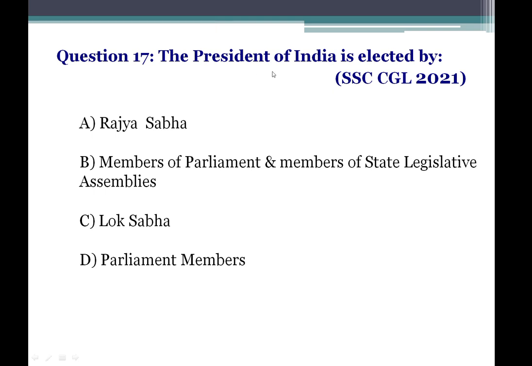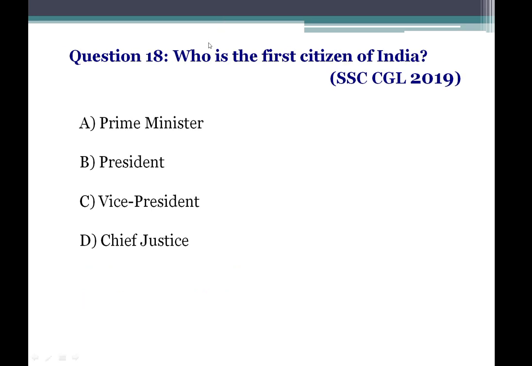The President of India is elected by Rajya Sabha, members of Parliament and members of state legislative assemblies, Lok Sabha or Parliament members. So basically the President of India is elected by the members of Parliament and members of state legislative assemblies. So the correct option is option B. Who is the first citizen of India? And options are Prime Minister, President, Vice President or Chief Justice. So basically President is considered as the first citizen of India. So the correct option is option B.